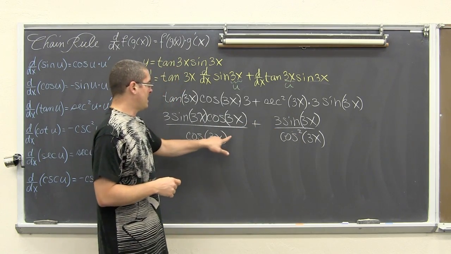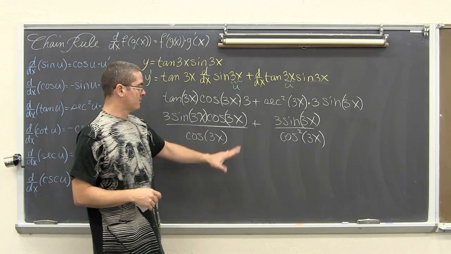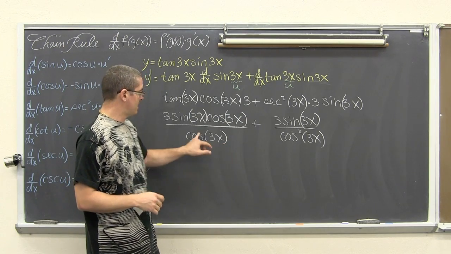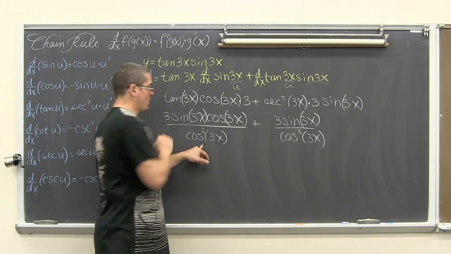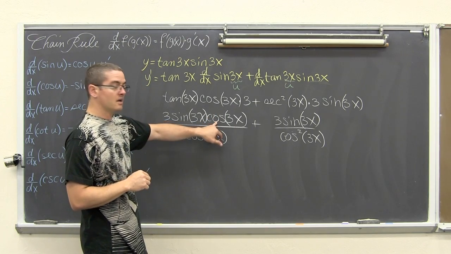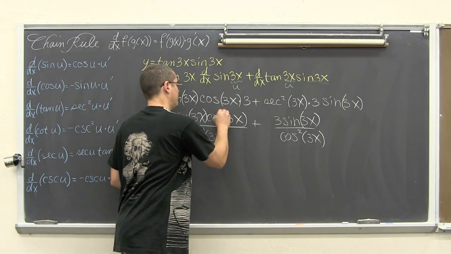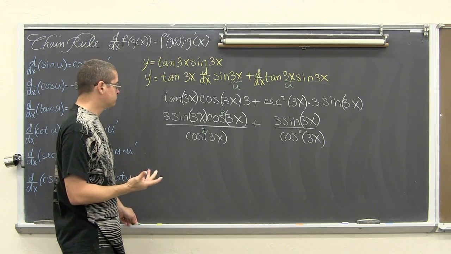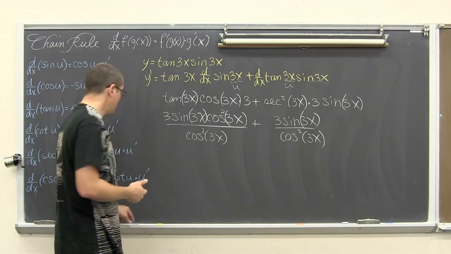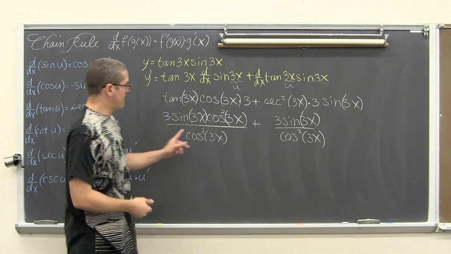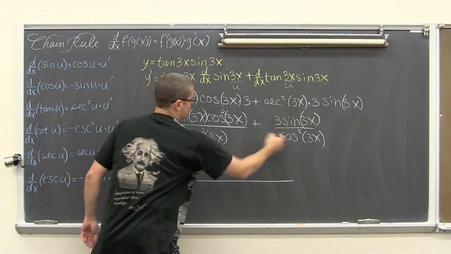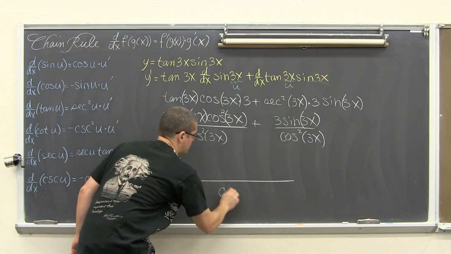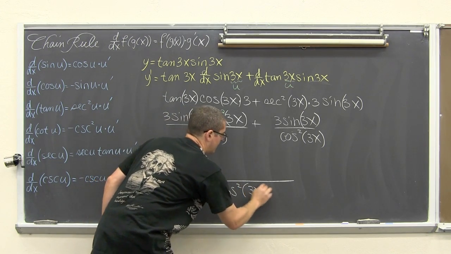So I'm going to multiply top and bottom by the cosine of 3x, and I don't have a ton of room. So I'm going to say cosine of 3x times cosine of 3x is cosine squared 3x. And of course that's going to get multiplied on the top as well. And that means that we're going to be able to add these two fractions now. So these two fractions have a common denominator of cosine squared of 3x.